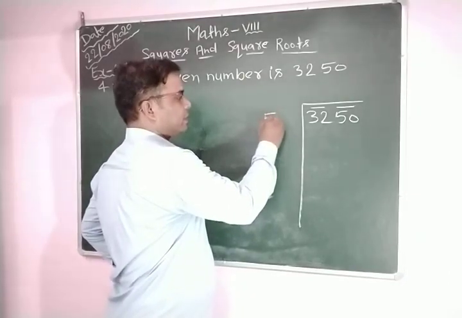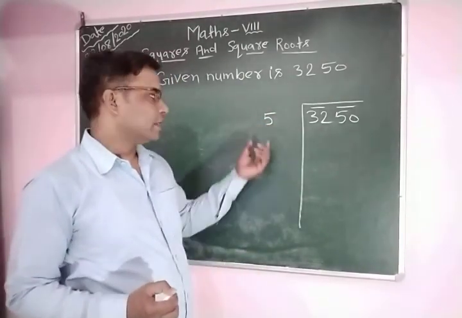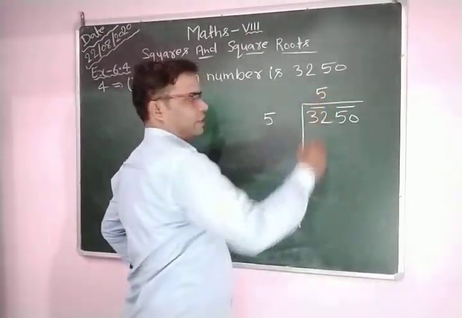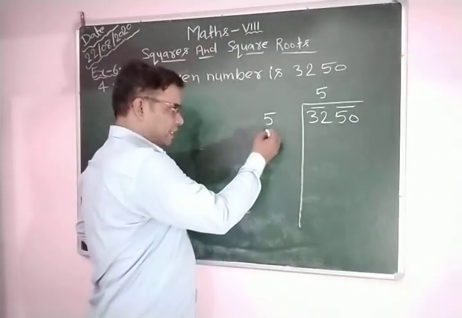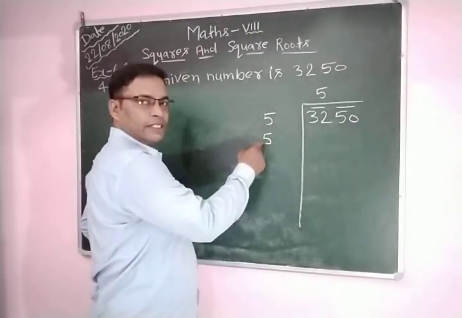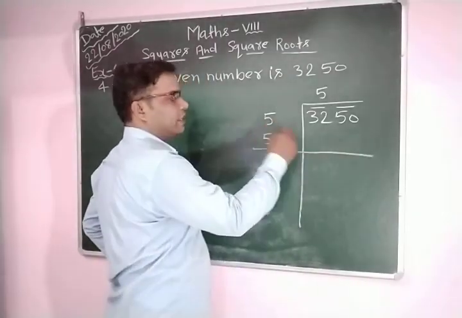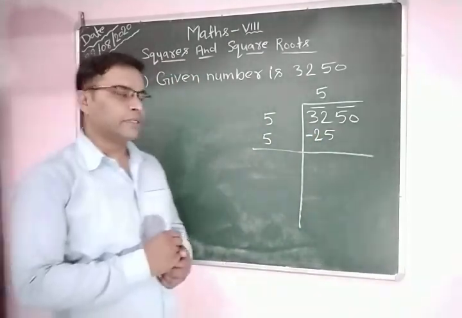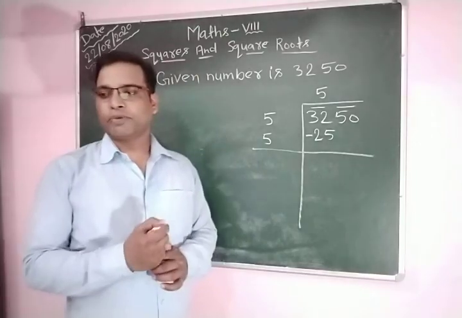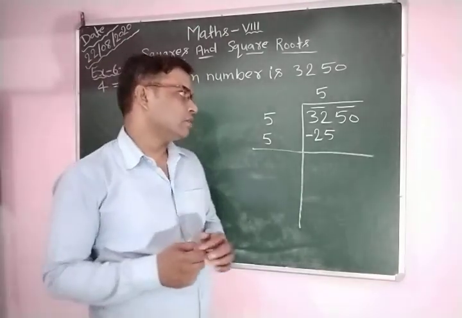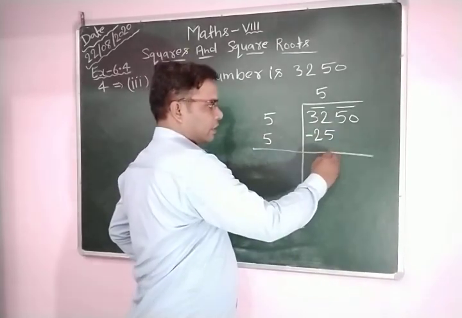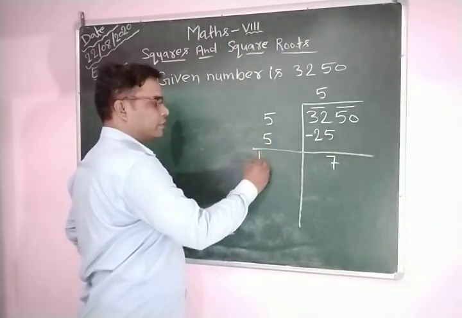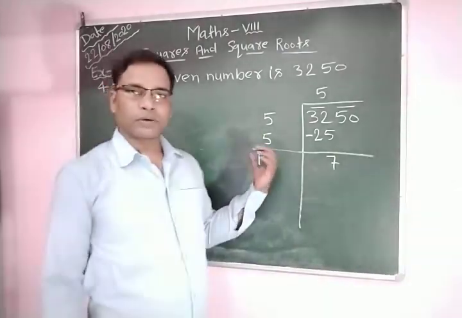We place this number on the place of the divisor, and again we put this number in the place of the quotient. Again we write this number below the divisor and multiply. 5 fives are 25. Clear? And we subtract 25 from 32. If you subtract 25 from 32, you get 7. This is the remainder, and we add 5 plus 5, which is equal to 10, the double of the quotient.